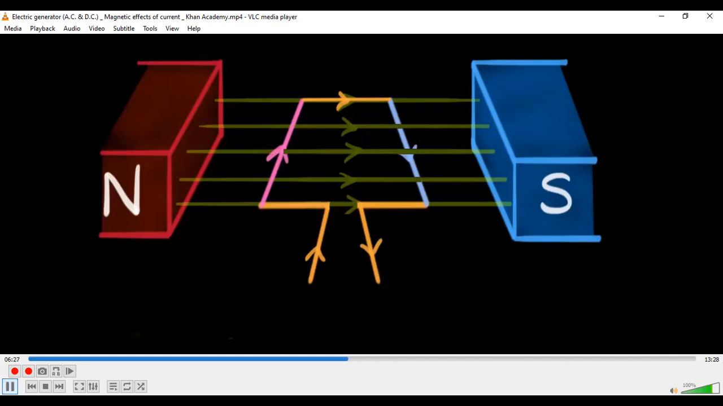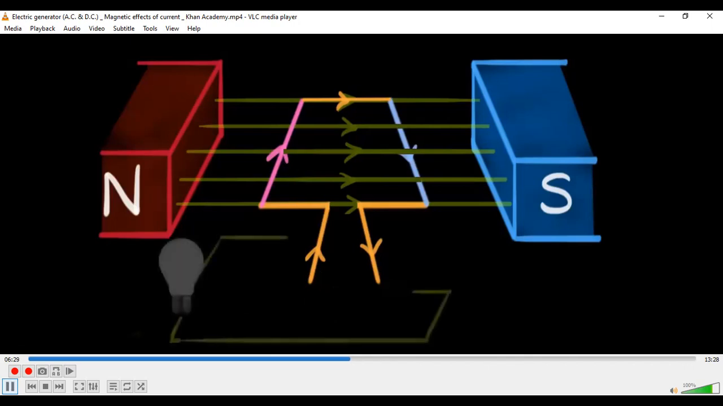Now see here, we want to supply this current to this lamp. So here we have taken one lamp and now we are going to connect this lamp with this coil. But as the coil is rotating, what happens? If you directly connect, then your lamp is also rotating. Okay, so how can we make this arrangement? Let's see what happens if we connect directly.